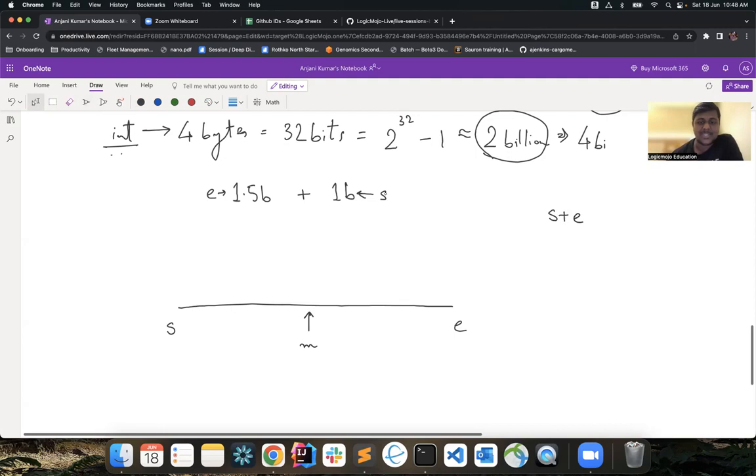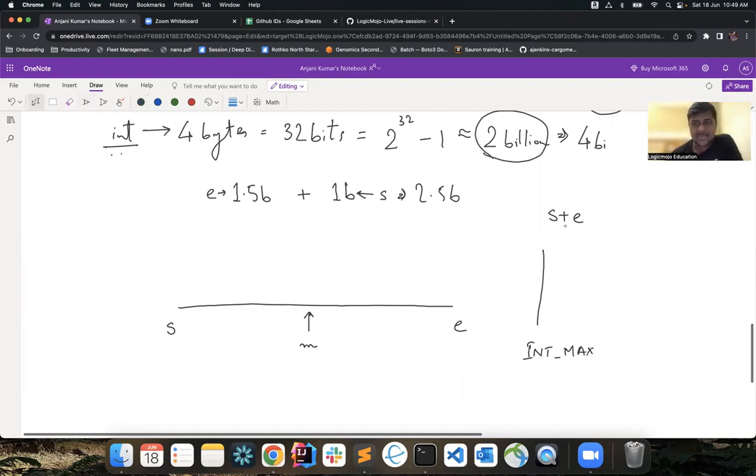How much is S plus E? That means 2.5 billion, right? That's greater than what an integer can hold. So in that case, this is basically the int max line. This is the int max line. That is the maximum integer that Java or C++ or basically the computer can hold.